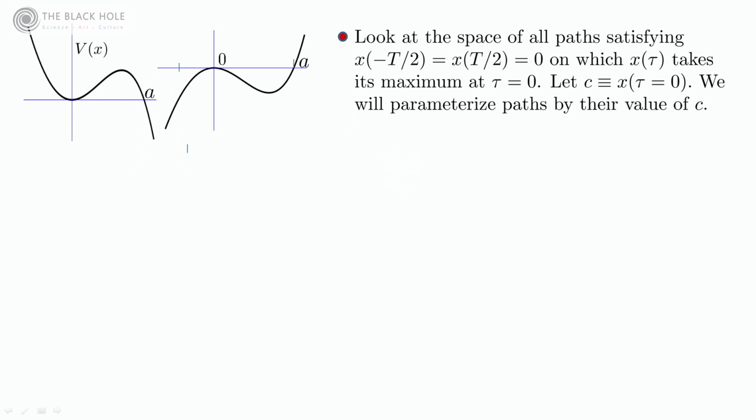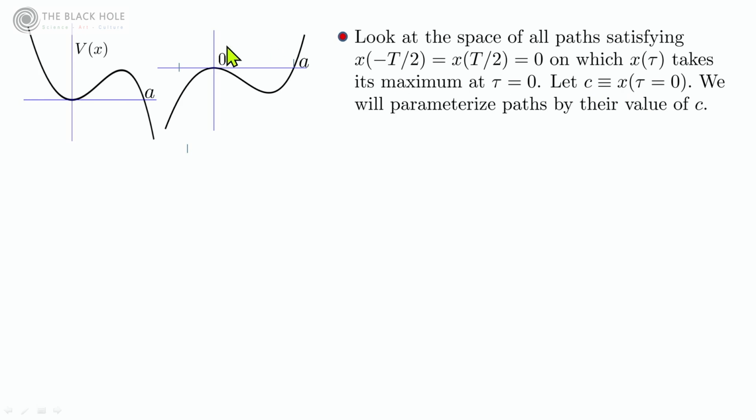So here is a situation where we must understand the physics very well. Again, for your viewing pleasure, here's the potential, negative of the potential. And now I'm going to ask you to look at the space of all paths which satisfy the boundary conditions which I've repeated very often. And I'm going to say that let C be the value of x at tau equal to 0.